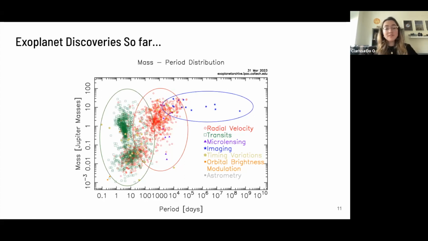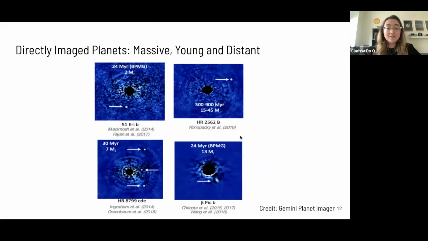But one thing you'll see from this plot is that even though we haven't found that many, we do see a different type of population of exoplanets. We look at planets that are, as I said, very young, they're far away from their stars, and they're pretty massive. And that's the point that I like to always go back to, because it is just a very interesting population, because it does help us look a little bit more into the formation of these planets since they are so young.